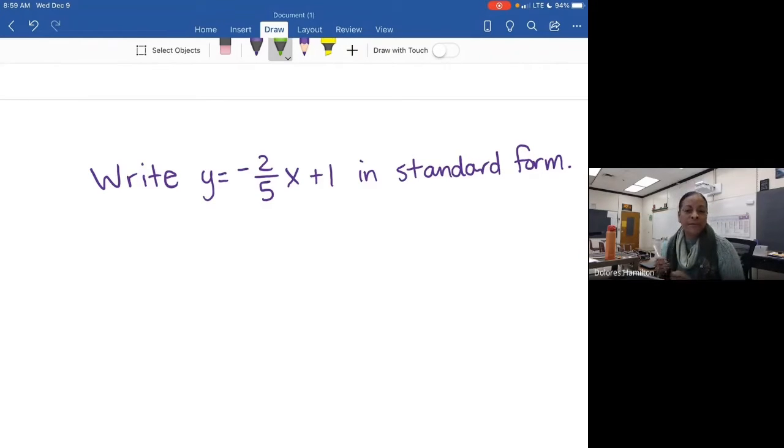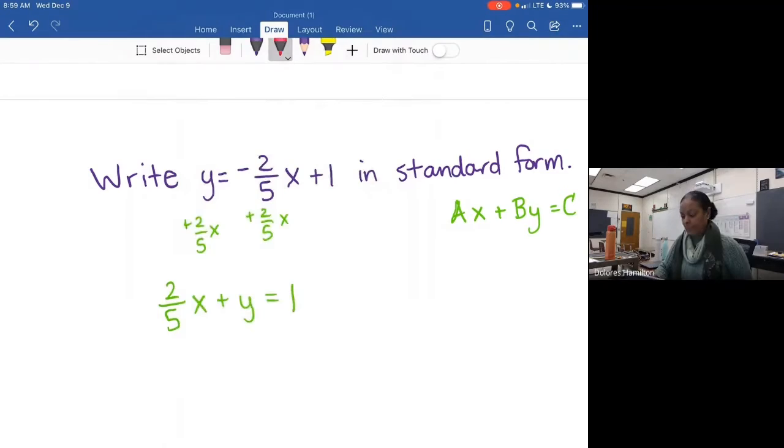Y equals -2/5 x plus 1. Remember, standard form is ax plus by equals c. So let's start by just moving all of the x and y terms over to one side. And by doing that, we have 2/5 x plus y equals 1.